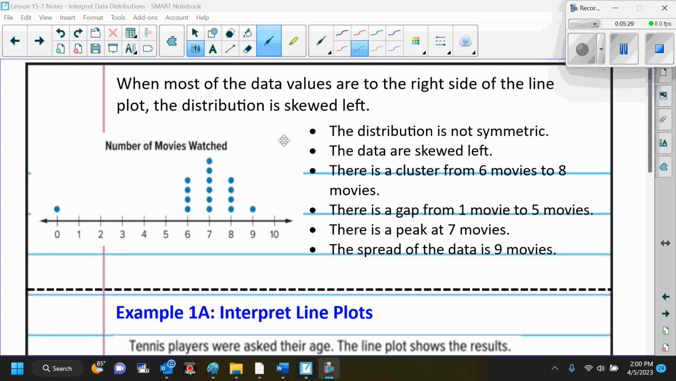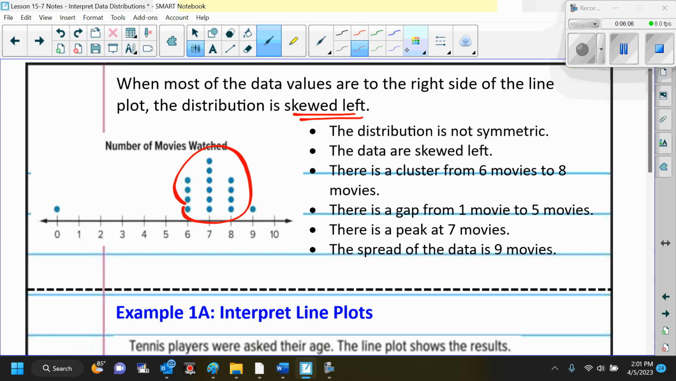Now, when most of the data values are to the right side of the line plot, then the distribution is skewed left. Here, most of our data is right here, and you can see it trails off to the left. So this is skewed left. The distribution is not symmetric, and again, you can't just fold the line plot over from 0 to 9 in half, because it's not the same. It is skewed left because most of the data is on the right.